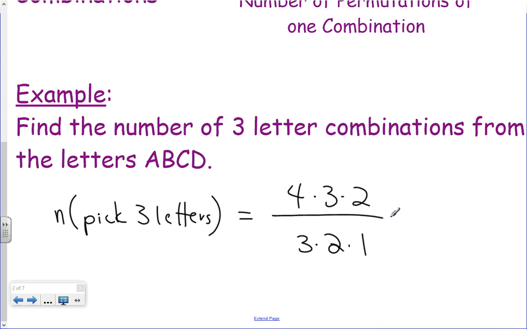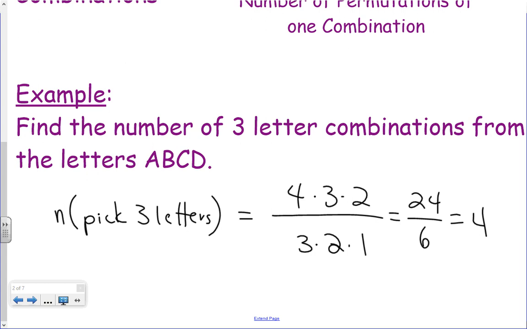So what do we end up with? Well, 4 times 3 times 2. That turns out to be what? 24. And 3 times 2 times 1, that's 6. So 24 divided by 6 is 4. There are 4 combinations. Now again, the numerator of this is the number of permutations.